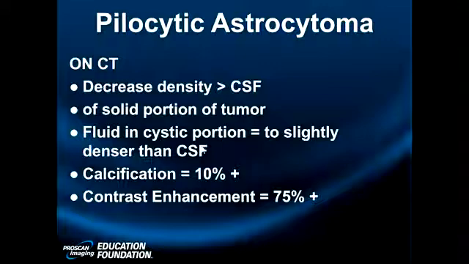On CT, it's a low-density lesion. It's slightly denser than CSF. They calcify about 10% of the time. You'll see enhancement 75+% of the time, but occasionally you'll come up with a pilocytic and you won't have a nodule. So it'll simulate a porencephalic cyst or some other benign cyst, and that's also kind of weird too. So, this is a weird tumor with some unusual behavioral characteristics that are worth mentioning.